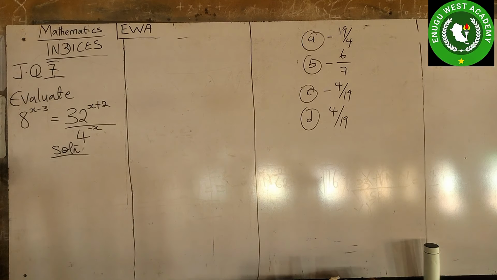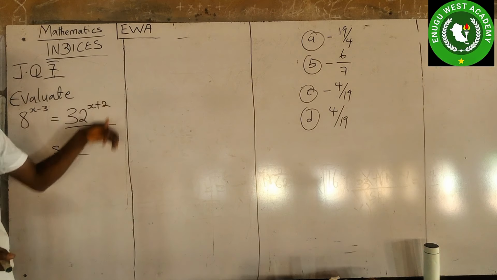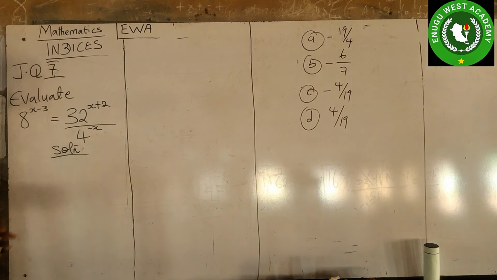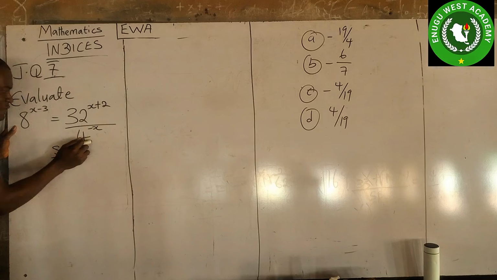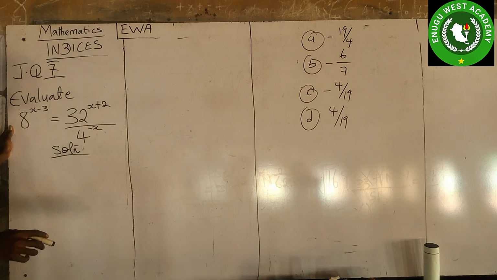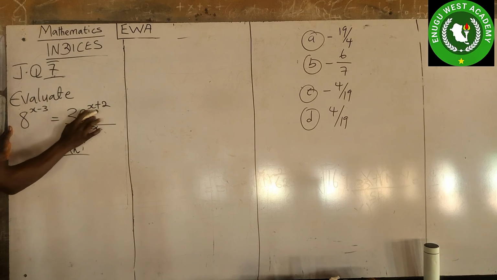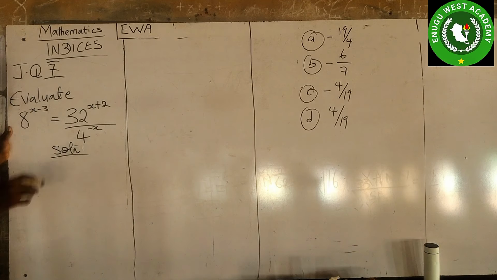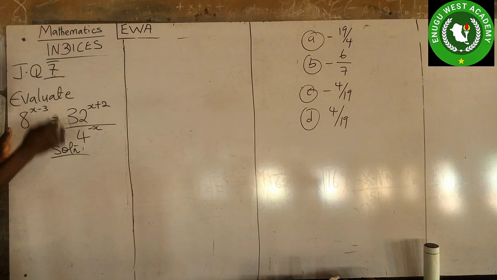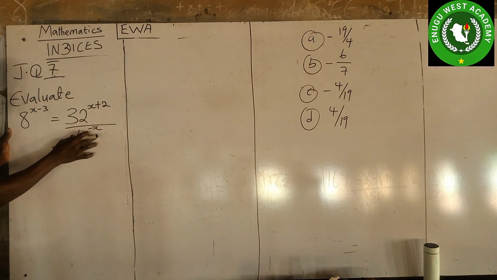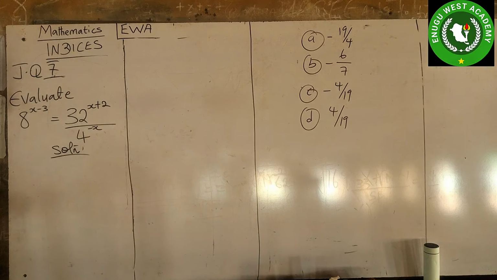Now, we have 8 raised to power x minus 3, 32 power x plus 2, 4 power minus x. Now, ask yourself, which number can represent 8, represent 32, and represent 4? That number must be the same number. They must all be the same number. You cannot have 3, you cannot have 5, and you come and have 6 here. So we notice that 2 can work here, 2 can work here, and 2 can work here. 2 power 3 is 8, 2 power 5 is 32, 2 power 2 is 4. So 2 can work. So let's make use of that 2.